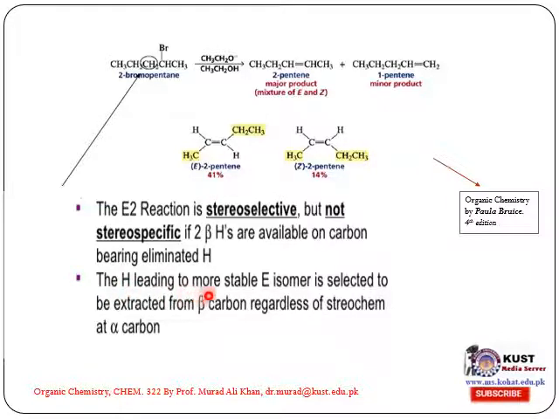The hydrogen leading to the more stable E isomer is selected to be extracted from the beta carbon regardless of stereochemistry at the alpha carbon. Okay. What will be the stereochemistry at the alpha carbon? It is not counted. Only that hydrogen will be extracted exclusively which can give you the E isomer, and that is, in this case, 2-pentene.